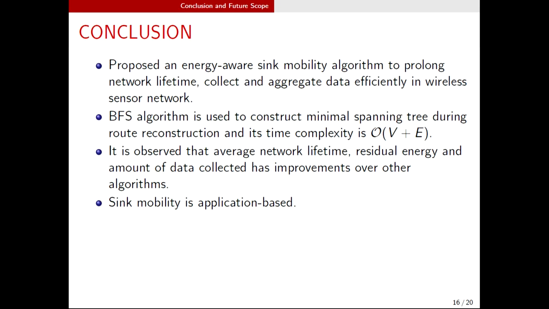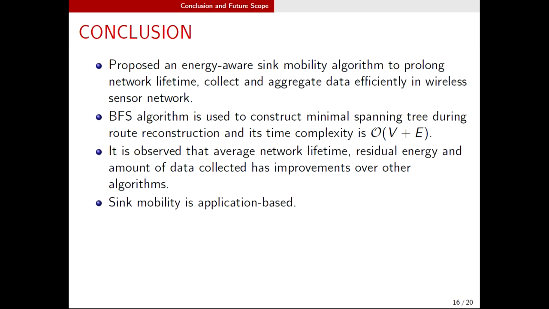We conclude this work by stating that we have proposed an energy aware sink mobility routing algorithm to prolong the network lifetime and collect and aggregate data efficiently in a wireless sensor network. We have used the BFS algorithm, which constructs a minimum spanning tree during route construction, because when a sink moves from one subgrid to another, it has to reconstruct the spanning tree, and the time complexity is big O of V plus E, the vertices and the edges. It is observed that the network lifetime, the residual energy and the amount of data collected show improvements over the other two algorithms.